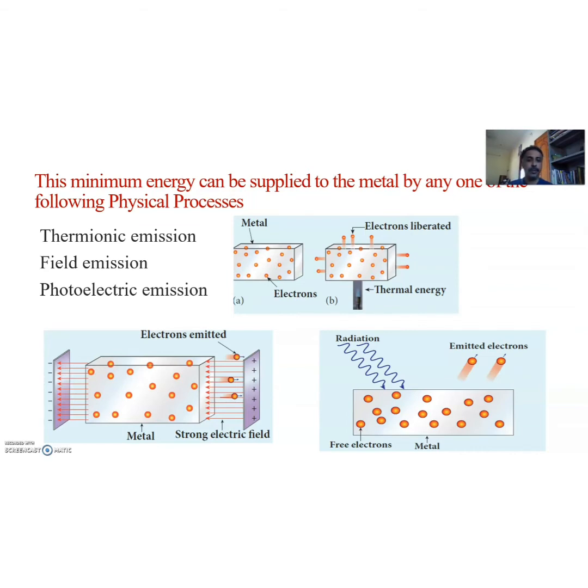The third type of emission is the photoelectric emission. Photoelectric emission, you supply the high frequency radiation to fall on the surface of the metal. As a result, the free electrons at the surface of the metal absorb energy from the radiation and attain the sufficient energy to escape from the material surface. This you call it as the photoelectric emission. So there are different processes by which we can supply this minimum energy so that the electron can escape the surface of the material.